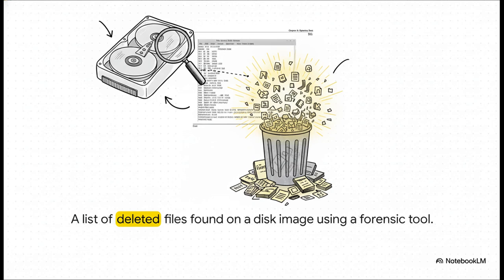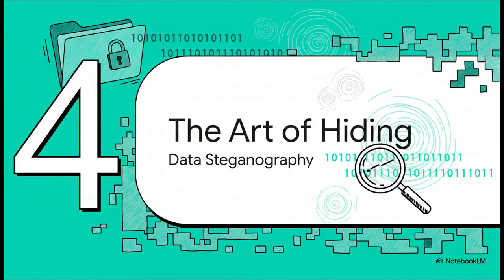This is a forensic tool called the Sleuth Kit. And look at that. It's just pulled up a whole list of files that the user thought were gone for good. For an investigator, this is an absolute goldmine. It's like finding a perfectly preserved diary that someone tried to throw in the trash. So, we know that files you thought were gone can be brought back, but that's just scratching the surface.